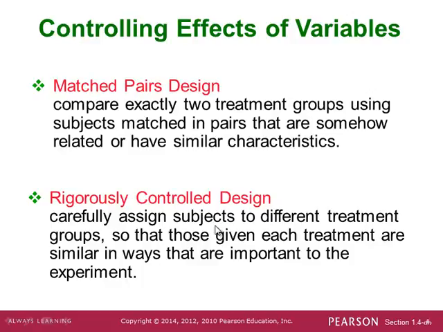Rigorously controlled design. Again, that's where we are using the computer, where the computer knows all the different characteristics of individuals. So if you want to make sure that you have individuals and groups that have certain characteristics, like, for example, high blood pressure, high cholesterol, males, females, whatever characteristics that you're really interested in studying, and making sure that those individuals are selected for each group.